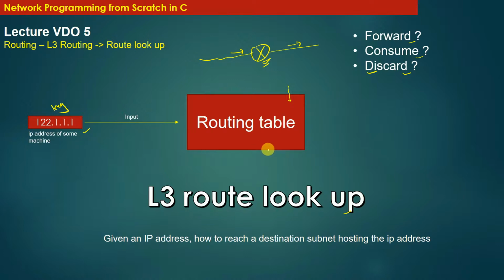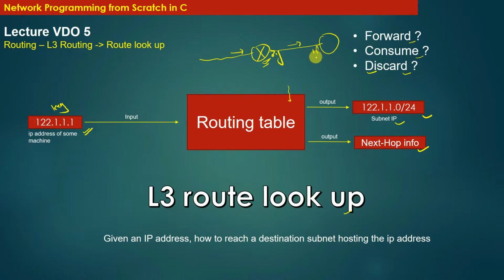And when the router looks up into the routing table, the routing table gives the output to the router. The output comprises the subnet IP, that is, the subnet IP address in which the destination machine to which the packet is being sent is present. So this is the destination subnet. And the next hop info, that is, the outgoing interface of the router and the gateway IP. This is the next hop info.